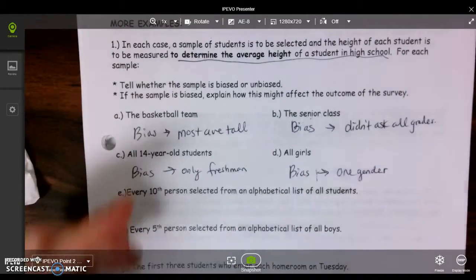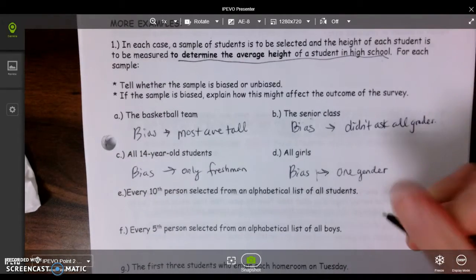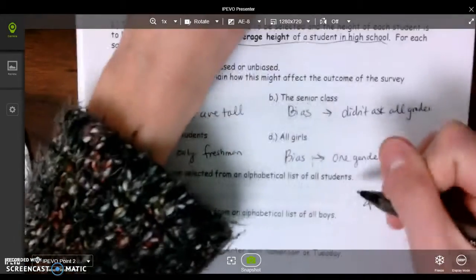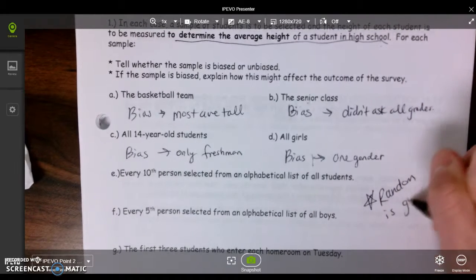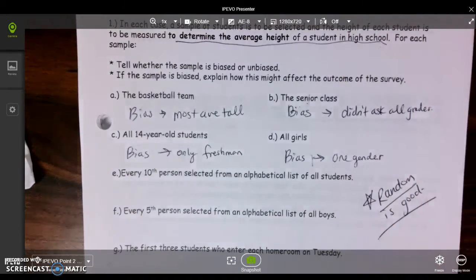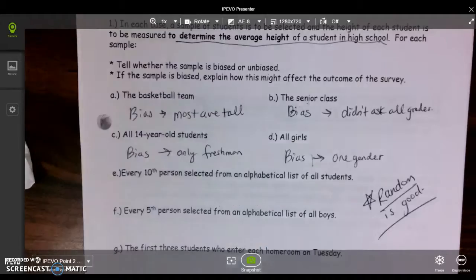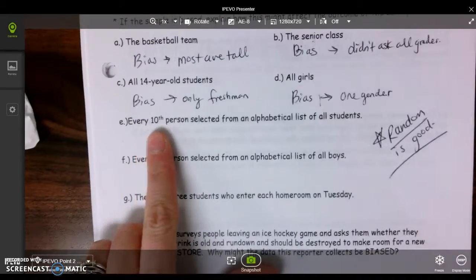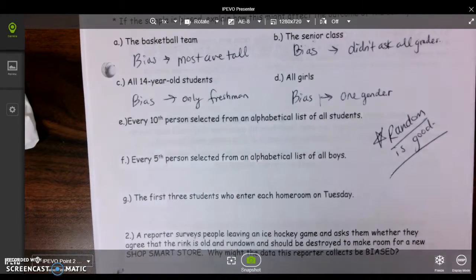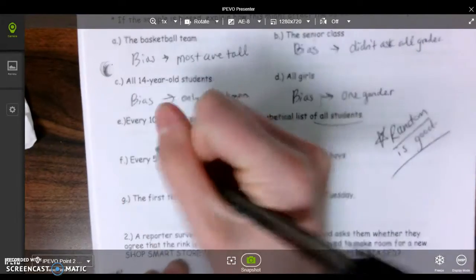Now we're going to look at these examples, and I'm going to write a note on the side of your paper, and please make sure you write this too. Random is good. Remember I said the more random the people you ask, the more accurate your data will be for a portrayal of the entire population you're looking at. So, if I ask every 10th person selected from an alphabetical list of all students, this is as random as it can get. So this is a good scenario, right?